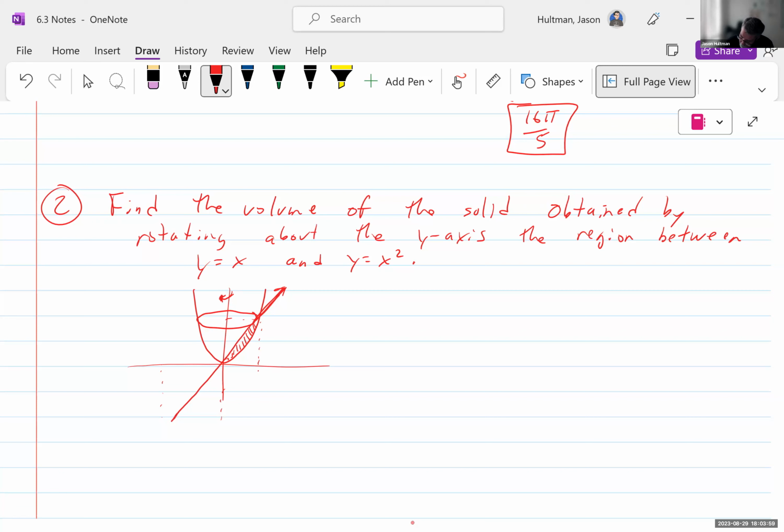So we can already see where the points of intersection are. If I take x equals x squared and toss x to the other side, I get 0 is equal to x squared minus x. Factor out an x, and I see that x equals 0 and x equals 1 are the roots of that equation. And so (0, 0) and (1, 1) are my points of intersection.